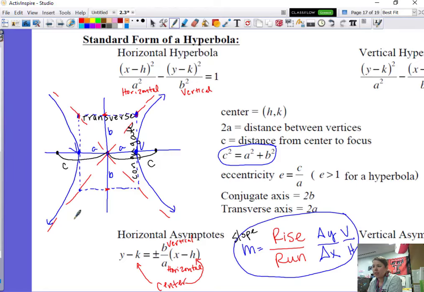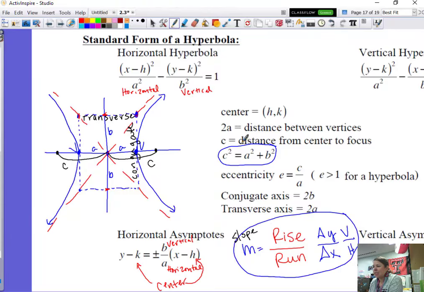Okay, and so we have a negative slope and we have a positive slope. The other question I had a lot this week was the conjugate versus the transverse. So the conjugate is 2 times B, so that's this distance here. So here's B, that's the conjugate axis. The transverse axis is 2 times A. Okay, so they're not actually located here, it was just easier to see, so I wrote it there. So this is the conjugate, and it's 2 times B, and this is the transverse, because it's 2 times A.